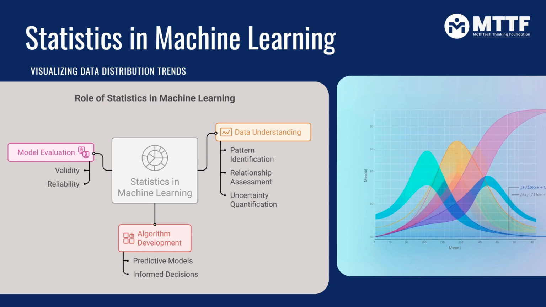During algorithm development, statistics guides the creation of predictive models. It helps select features, compare models, and decide which approach is most appropriate for a given problem. By grounding machine learning in statistical reasoning, we ensure that predictions are not only accurate but also meaningful and dependable. In short, statistics turns raw data into evidence and evidence into intelligent decisions.